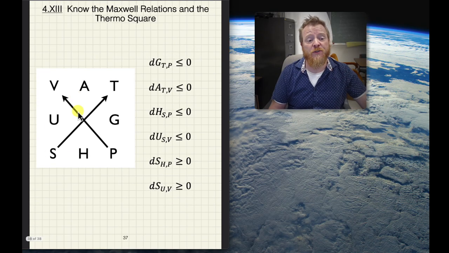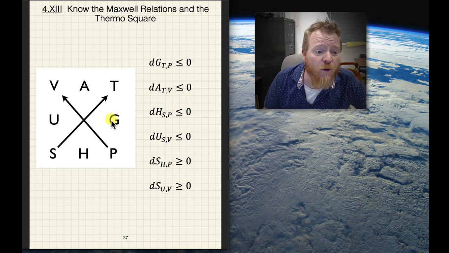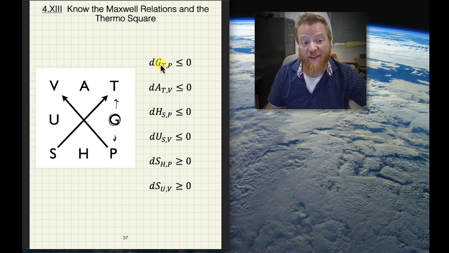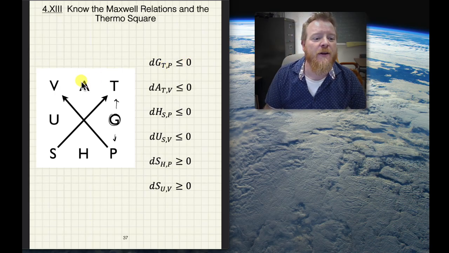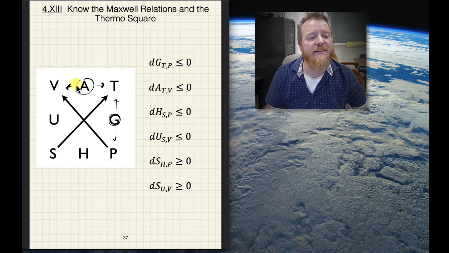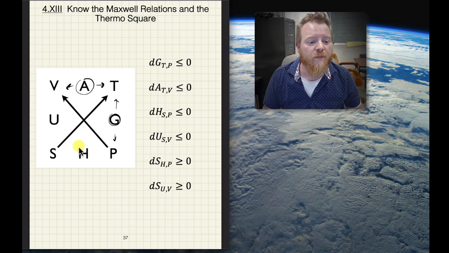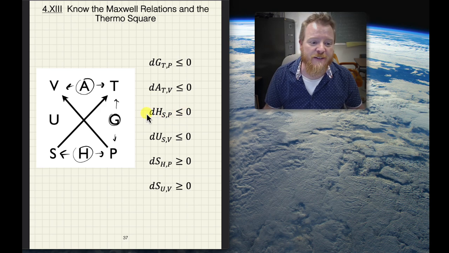Additionally, we can also use the thermo square to help us with our criteria for spontaneity, right? So recall we looked at G, that it's sandwiched between T and P, and there we go. We can see dG at constant T and P must be less than 0 for a spontaneous process. We can look at A and see it's sandwiched between V and T, and there we can see that relationship for spontaneity. The dA at constant T and V must be less than 0 for a spontaneous process. We see H sandwiched between S and P, and of course dH at constant S and P must be less than 0 for a spontaneous process.